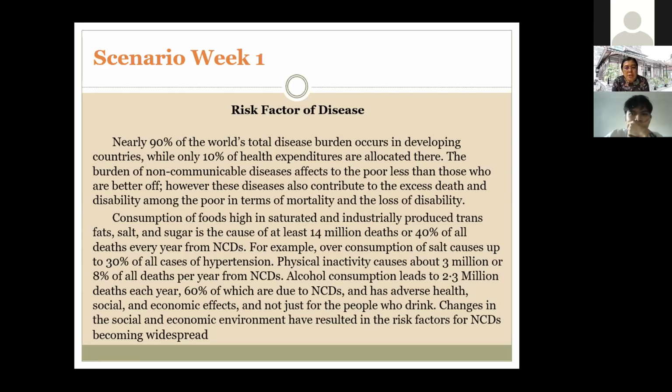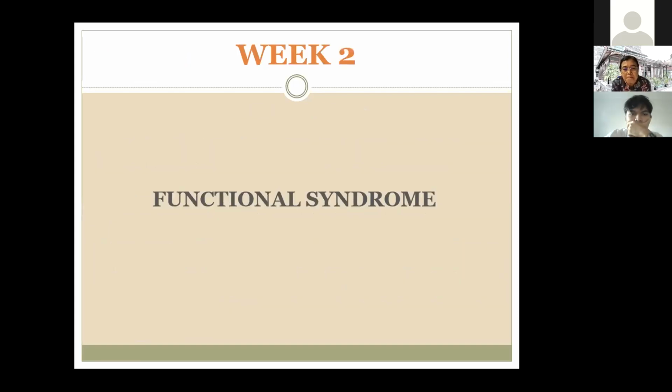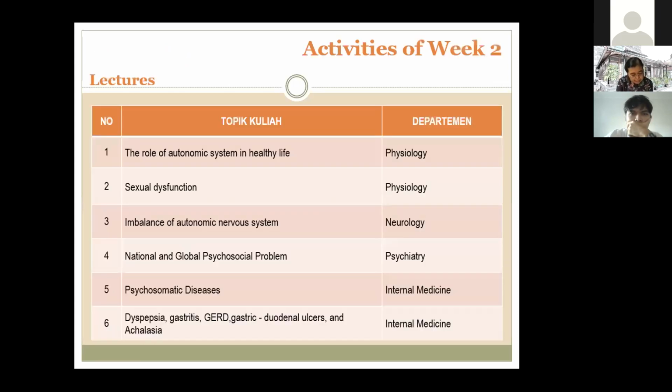Okay, the first week is risk factor diseases, to be continued. The second week is functional syndrome. Here is the autonomic nerves. It's important in keeping the healthy state of the body, and its imbalance may cause several disorders and or diseases. Mental health is important in physical health, so stress management is included in the healthy lifestyle.